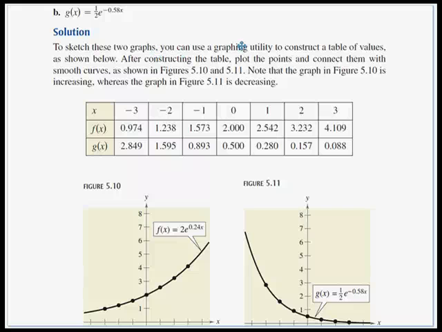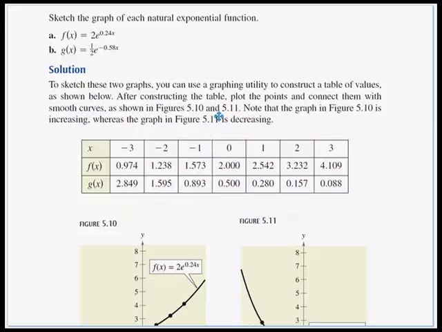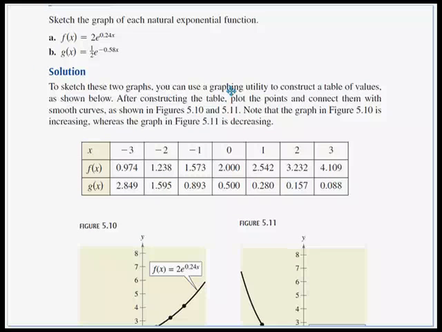To sketch the graphs, you can use a graphing utility to construct a table of values, as shown. Remember, you would put your function into the y editor. So you'd go to the y editor on our TI-89s, that is the green diamond F1 key, and we'll have our y equals. And we want to plug in 2 times e, and then we put in our exponent, 0.24x, and then plug in these x values on the table.